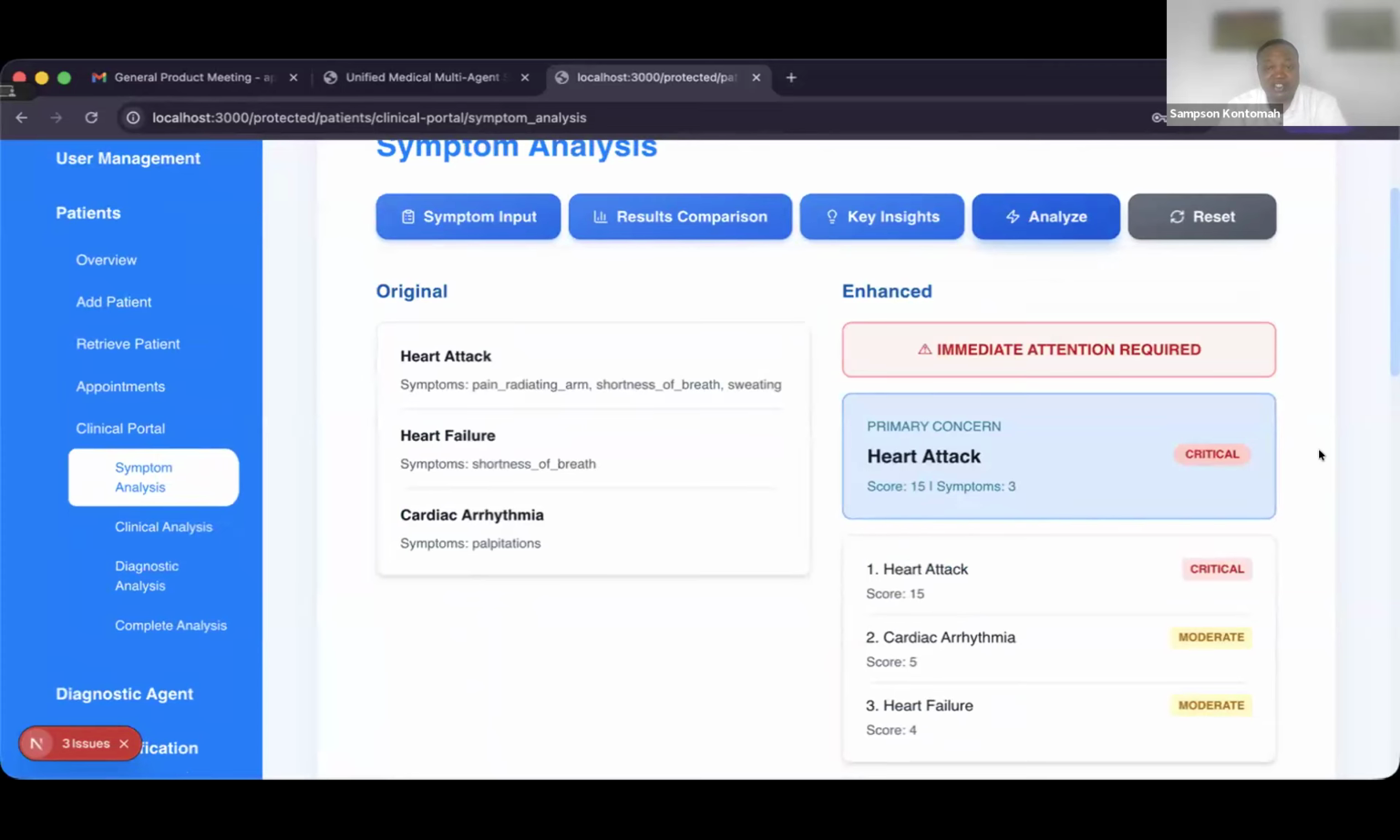So quick one, within a second, you get the results of what is going on with this patient. The primary concern is heart attack. The score is 15 and this is critical. It's already indicated. We also have cardiac rhythm as moderate and heart failure as moderate.